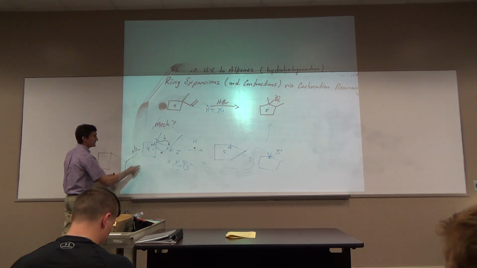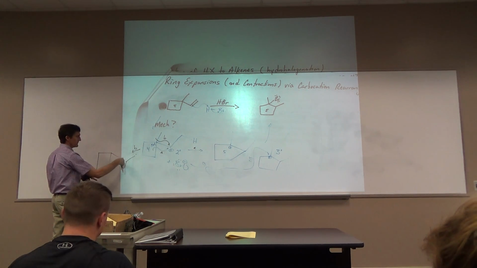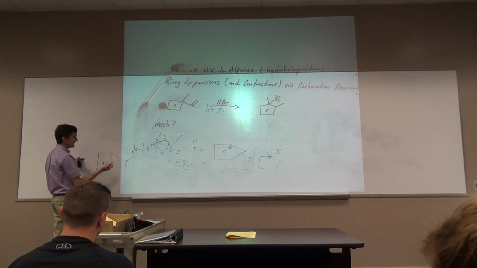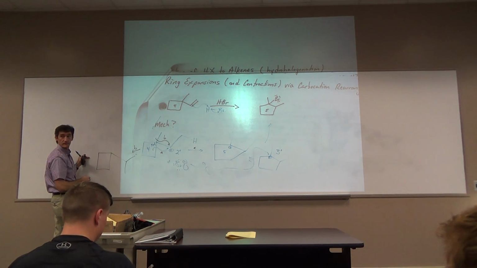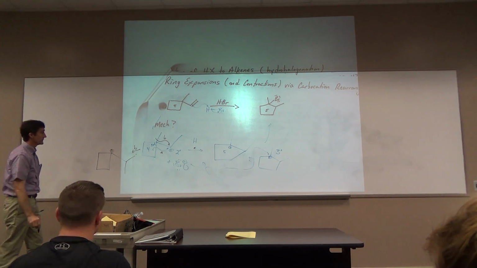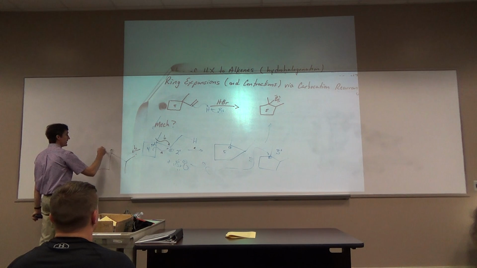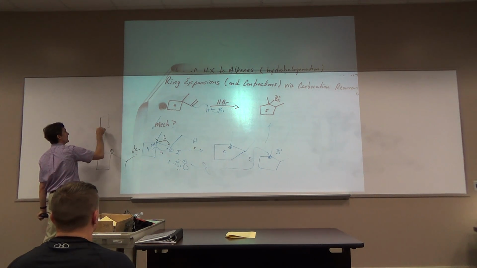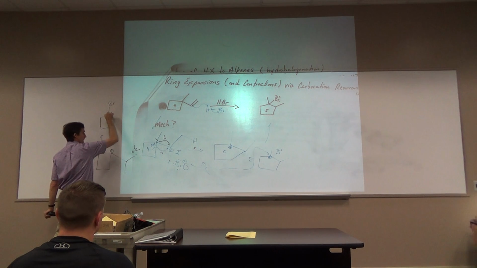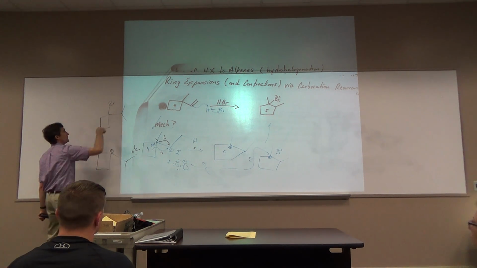Now you can call this one the original one and that the new one. Doesn't matter. You got free rotation here. And where's the cation at now? Right there, right? And so if Br minus attacks there, you get Br and an isopropyl group.